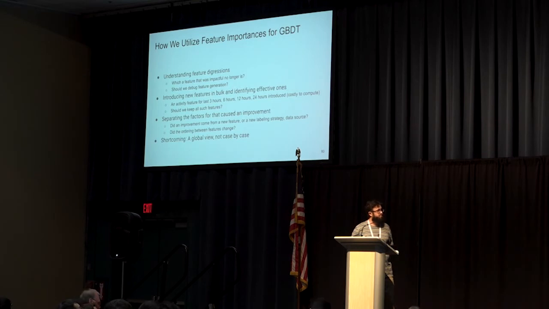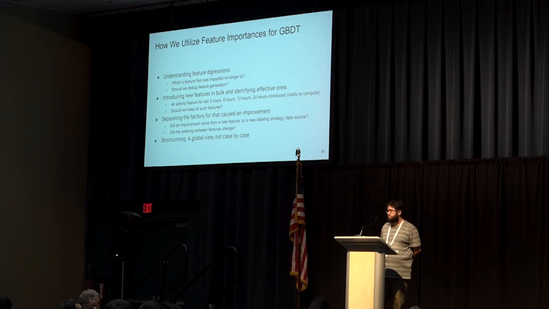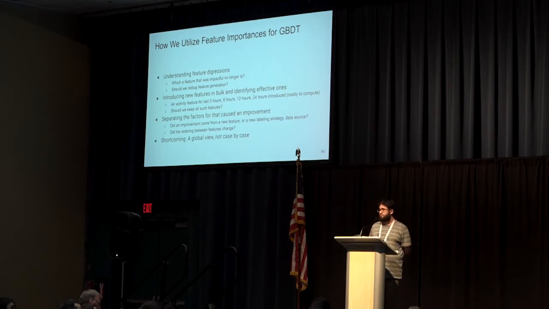Also, we want to separate the factors that caused an improvement. For example, you might be doing multiple things. You might be adding a feature, changing the labeling strategy, or adding more data from different segments of users, segments of recruiters, and which one actually caused it. If there was no change in the importance of features, then you might think it's possibly some other reason. So you might want to dig and understand that.